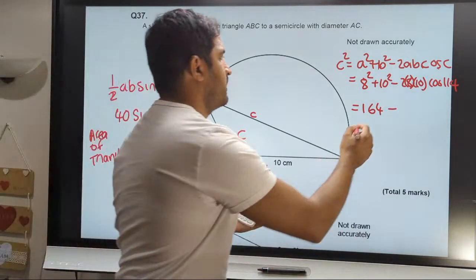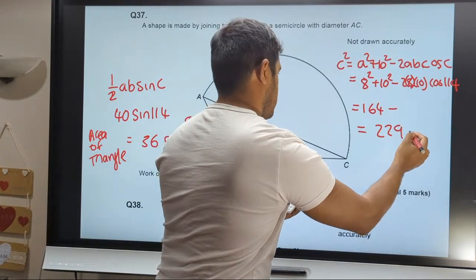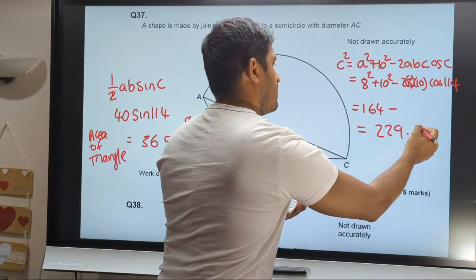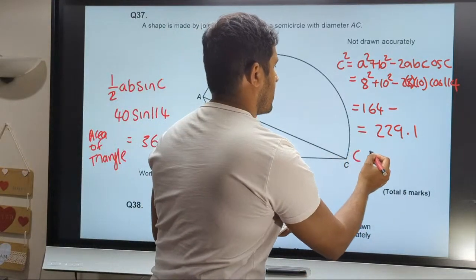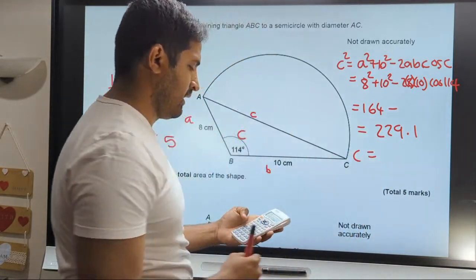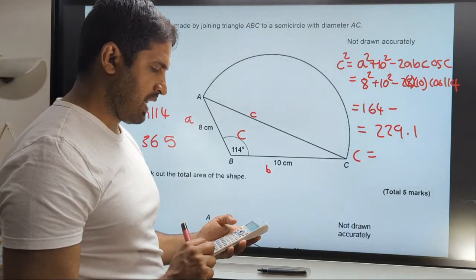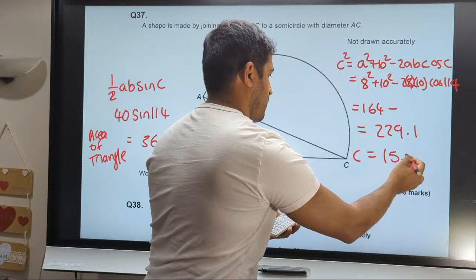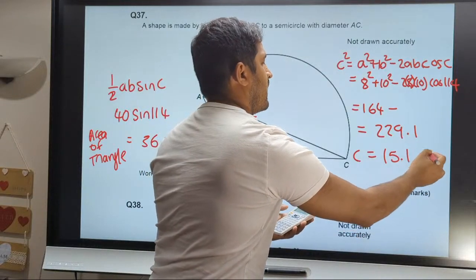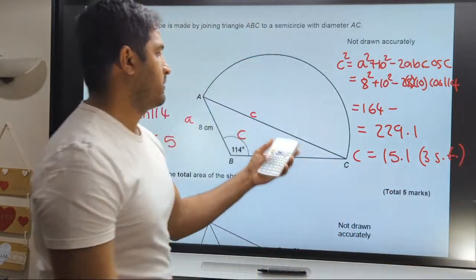And that gives me a total of 229.1. I'm going to keep that as an answer and work out what c is, so that length here. So I'm going to do square root of answer, and that gives me 15.1 at the significant figure again. Okay, so that's total length.